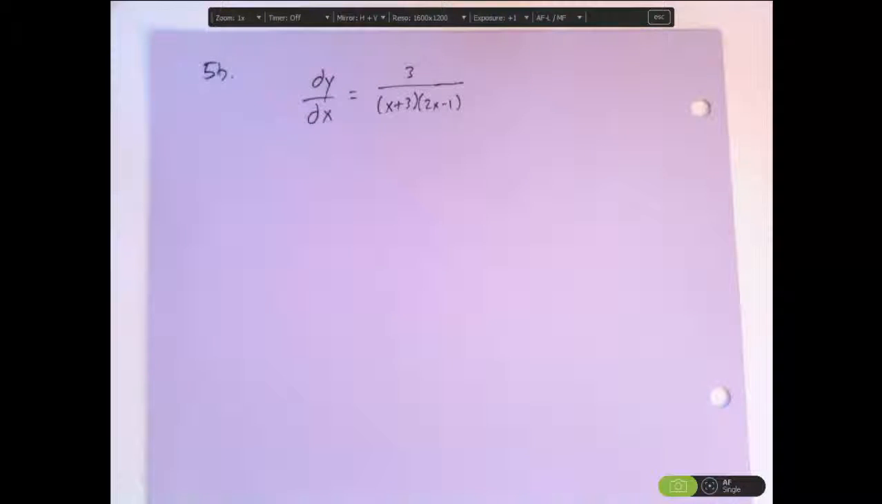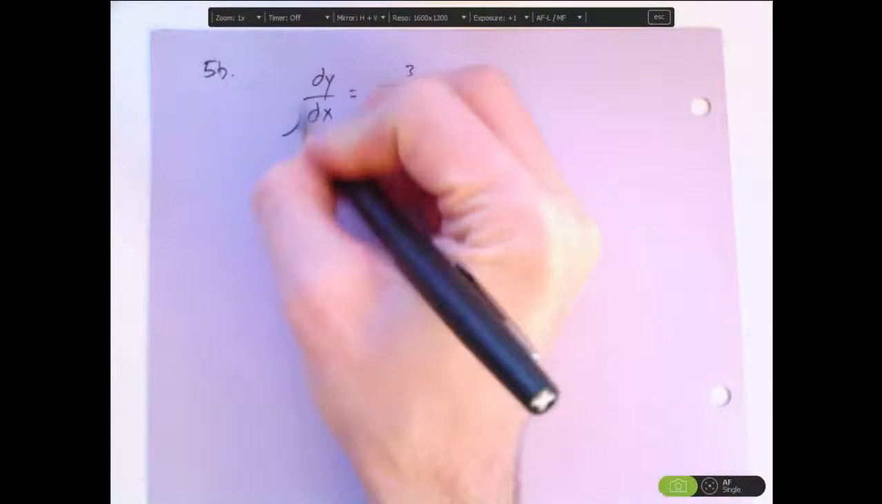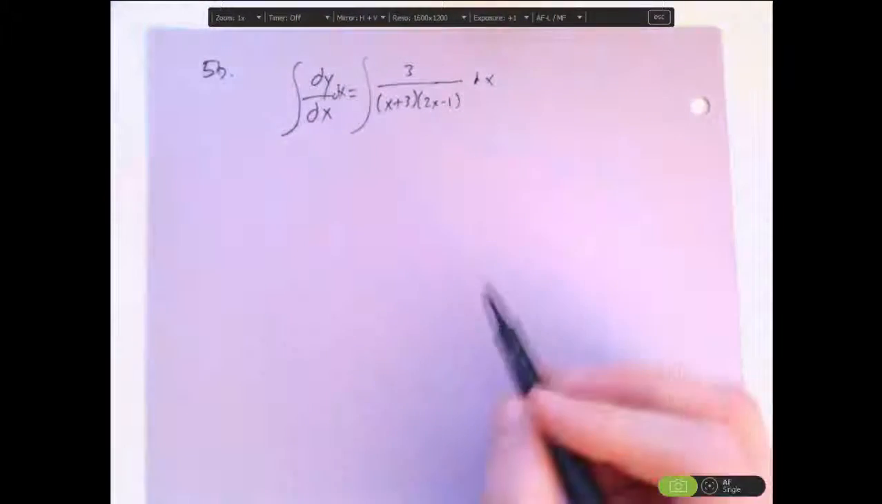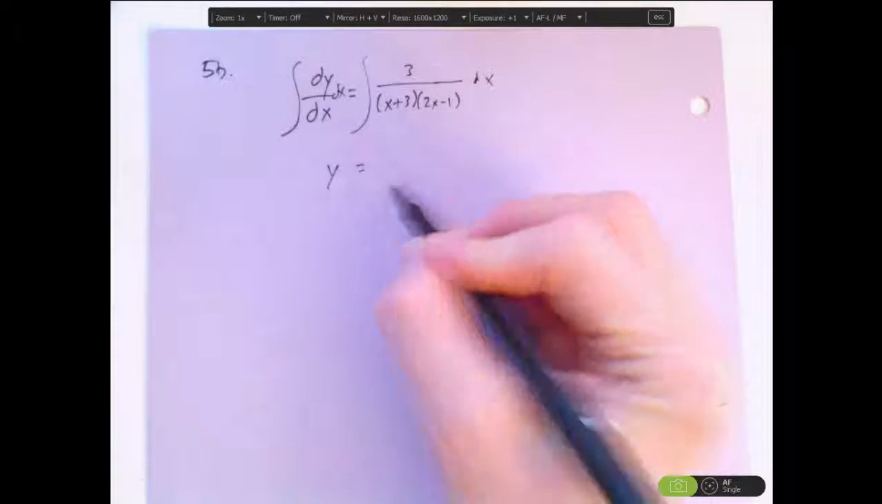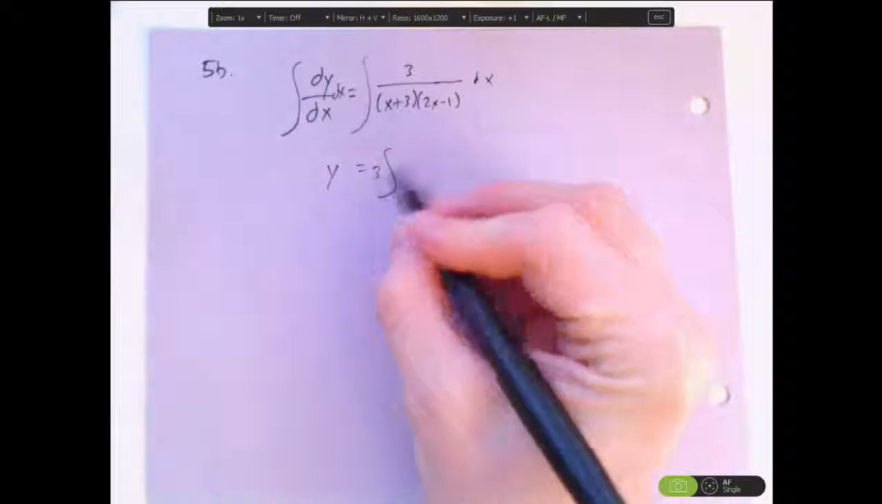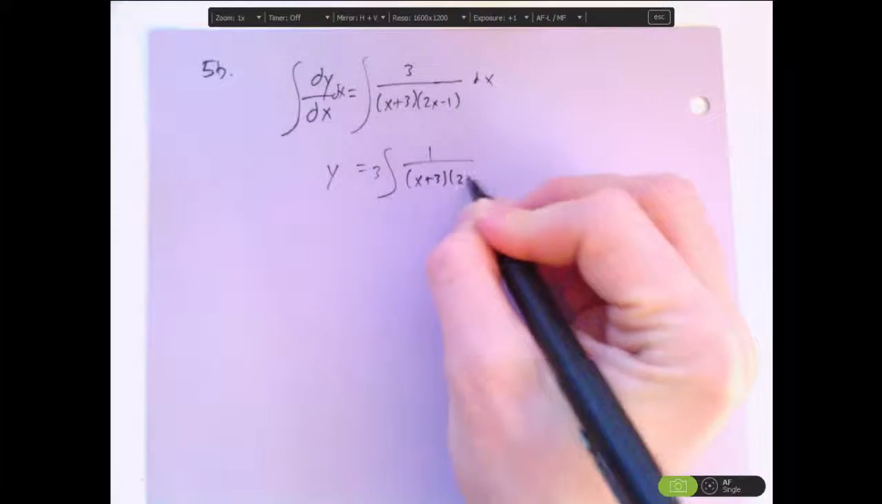5b here is just the basic case of integrals by partial fractions. So I could integrate both sides with respect to dx here, and I should have y is just this basic integral. I'm going to pull this constant 3 to the outside because I think that's going to make it easier in the long run.